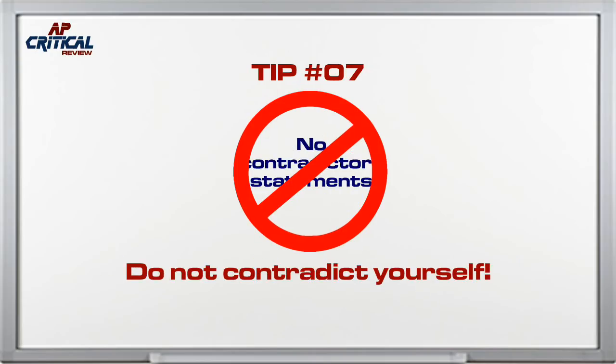Tip number 7. Do not contradict yourself. If you make a statement that would normally earn you points, but later retract the statement you made, you'll receive no credit. Obviously, you can't have it both ways.